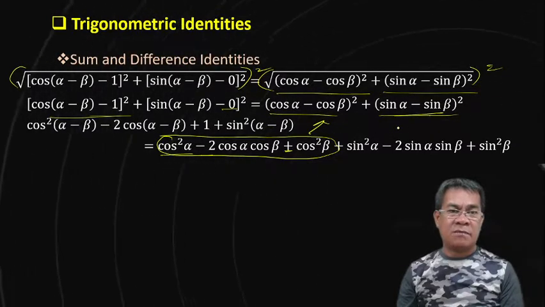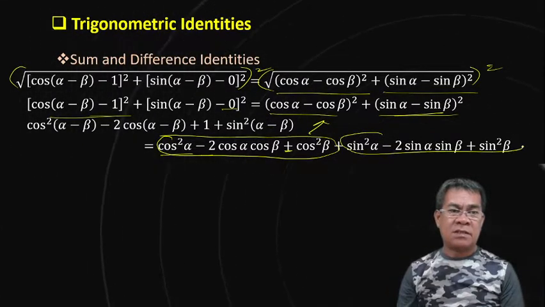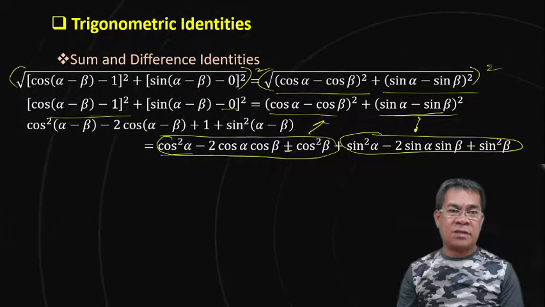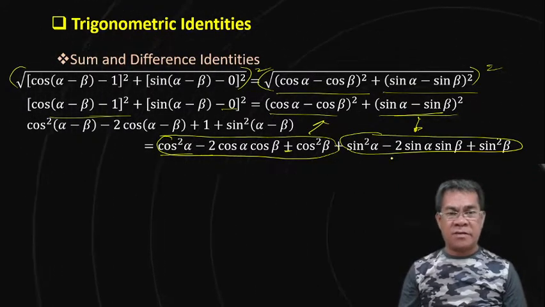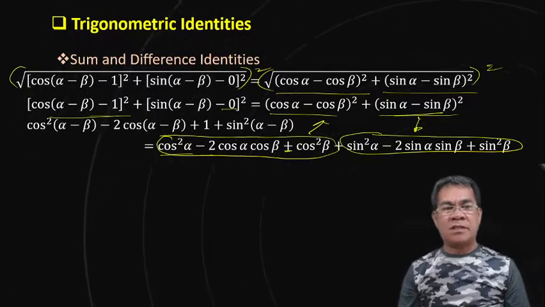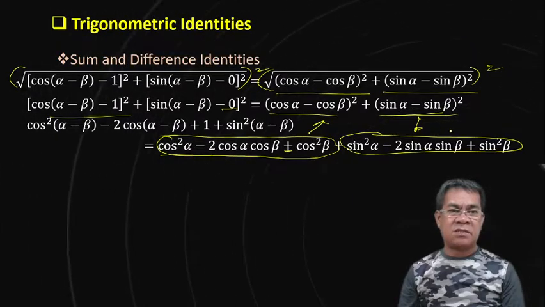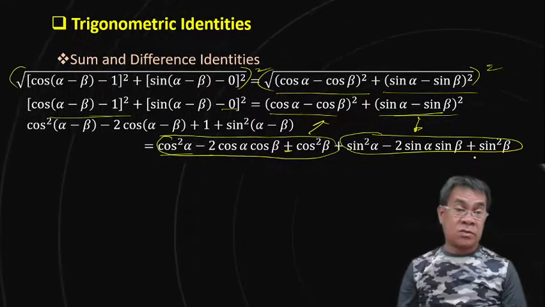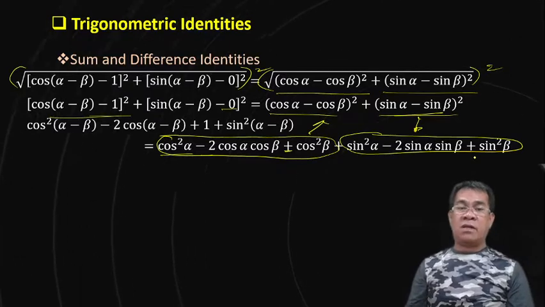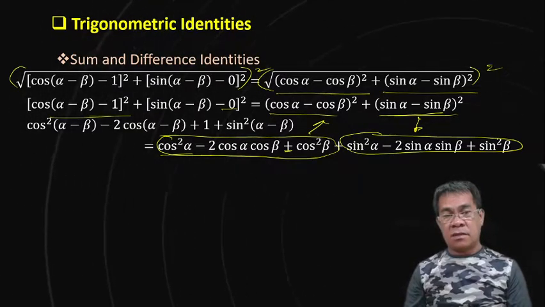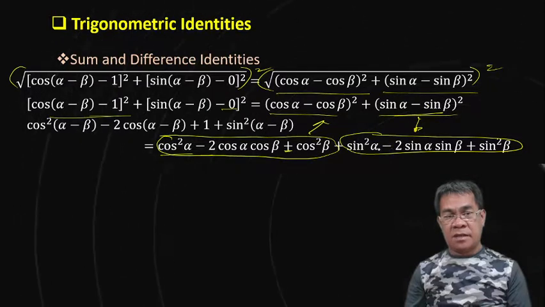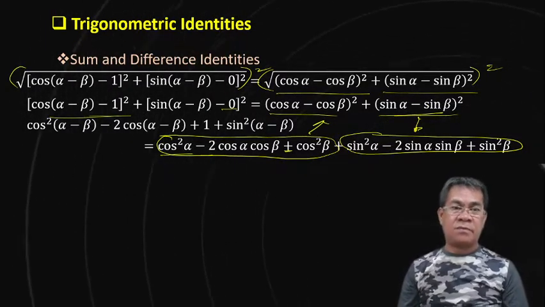While this one, if you expand this using algebra or the square of binomial: square the first, twice the first and second, square the last. Because this is minus, the middle term should be minus, but the first and last terms should be positive. That's the rule of squaring a binomial. So the sign here is by the second term of the expanded form.